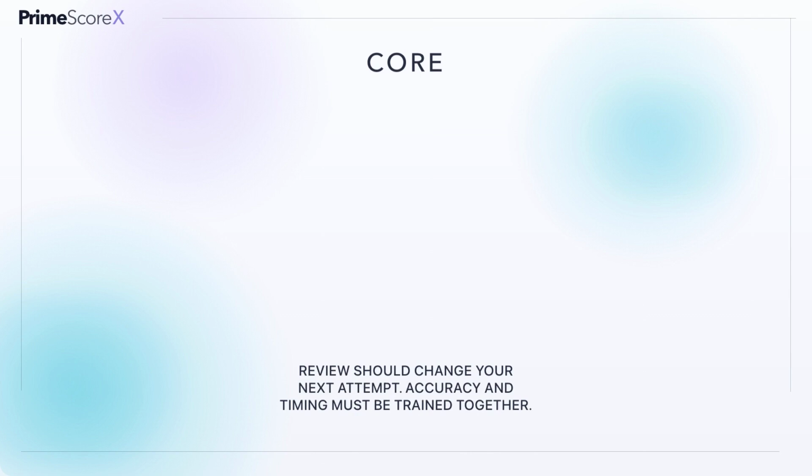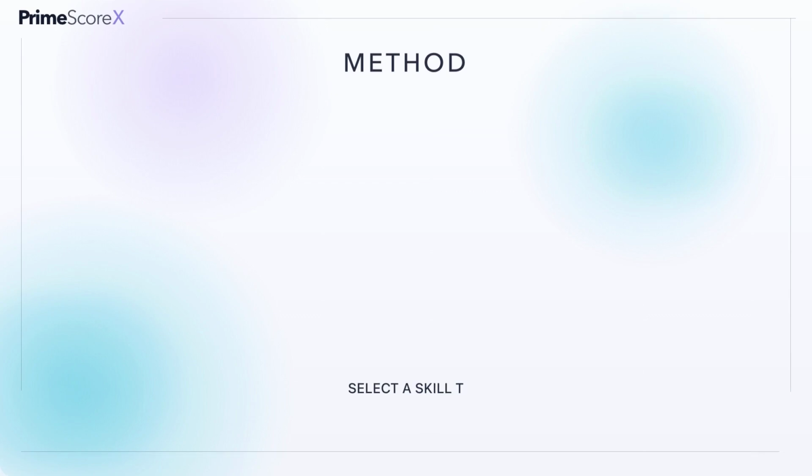There is also a useful contrast to remember. Review should change your next attempt. Accuracy and timing must be trained together. The weaker version feels busy, but does not always raise your score. The stronger version creates evidence: what you know, what slows you down, what repeats, and what needs a targeted fix before the next practice set.